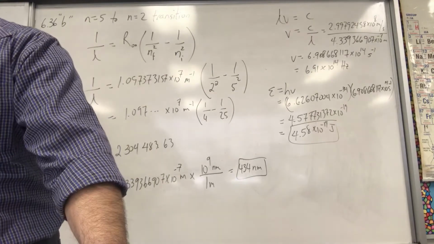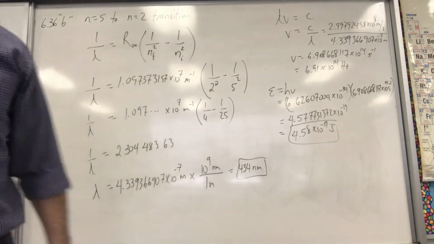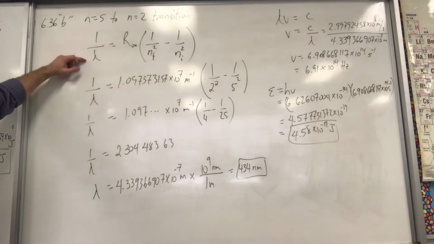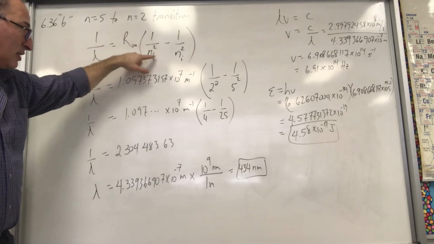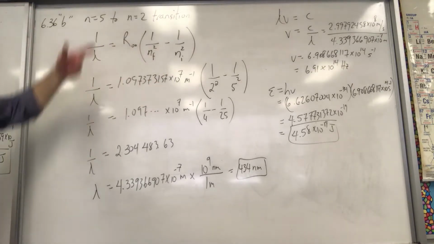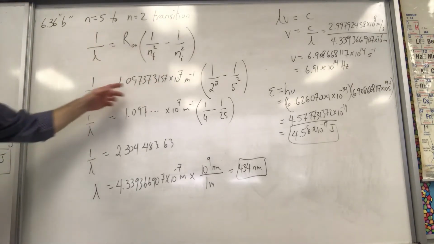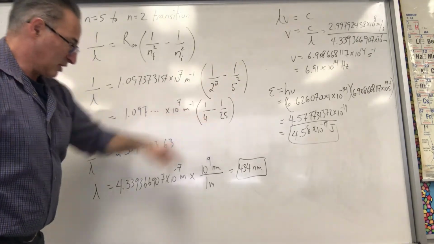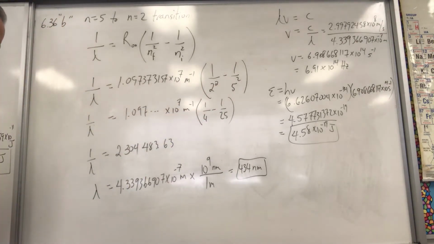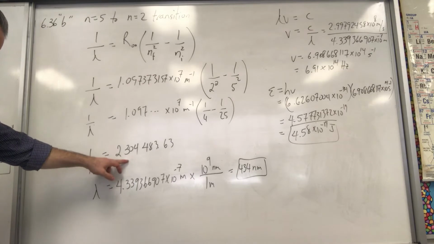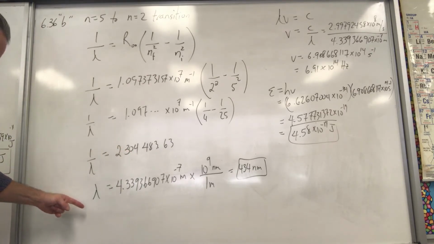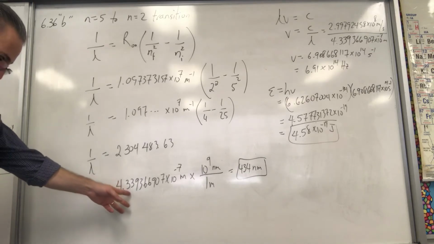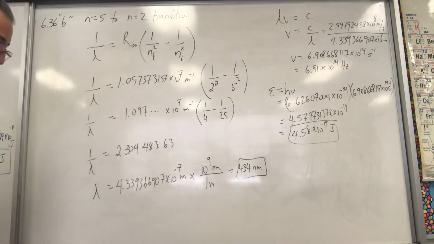So it's for N5 to N2, and I used the Balmer formula, 1 over the wavelength of the light is equal to Rydberg constant times 1 over the final condition squared minus 1 over the initial condition squared. Plugged in the numbers, so 2 squared, 5 squared gives you a quarter minus 125th. That works out to 2,304,483. We take the reciprocal of both sides to find lambda. That gives you a wavelength in meters, and I converted it to nanometers.